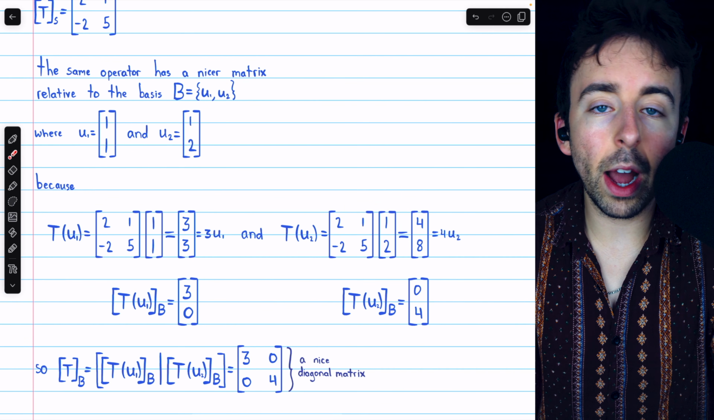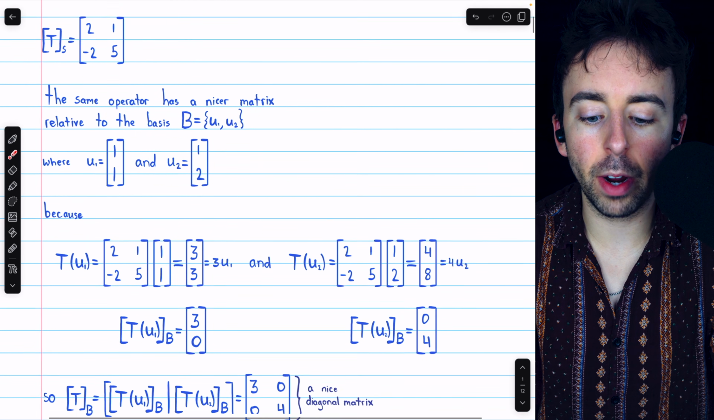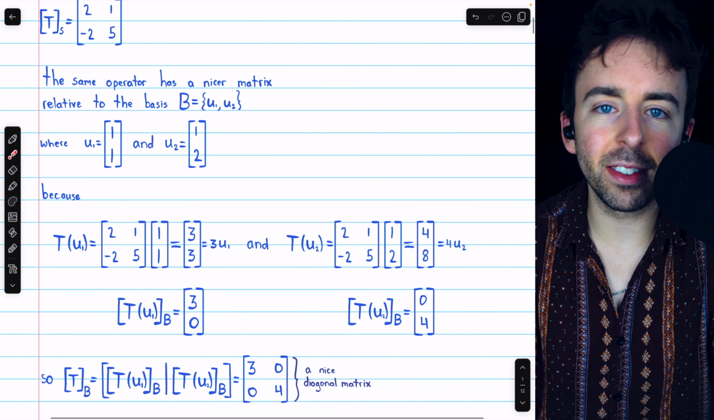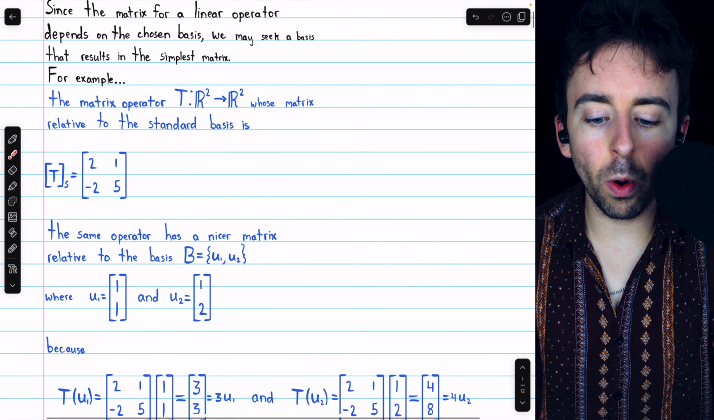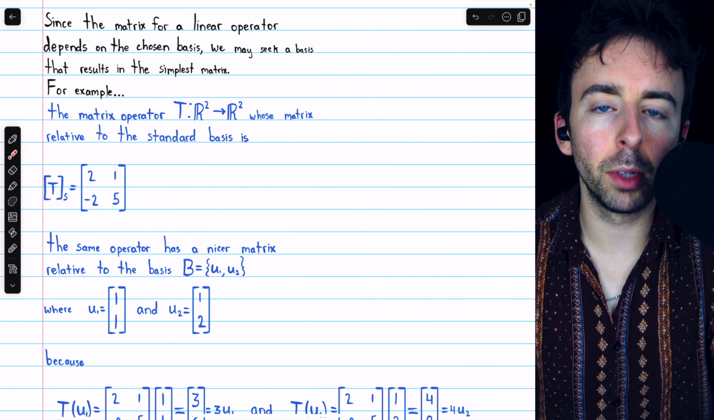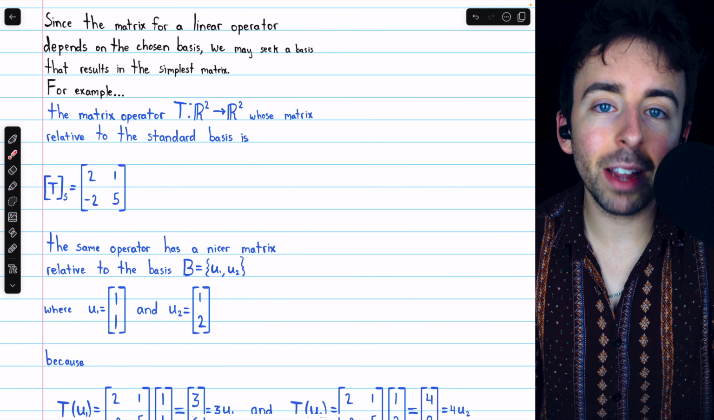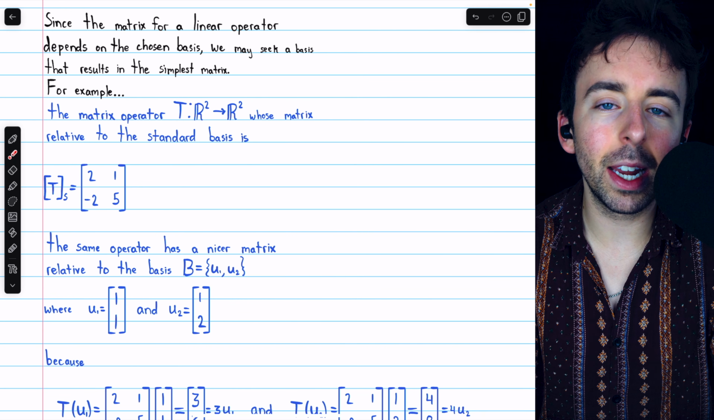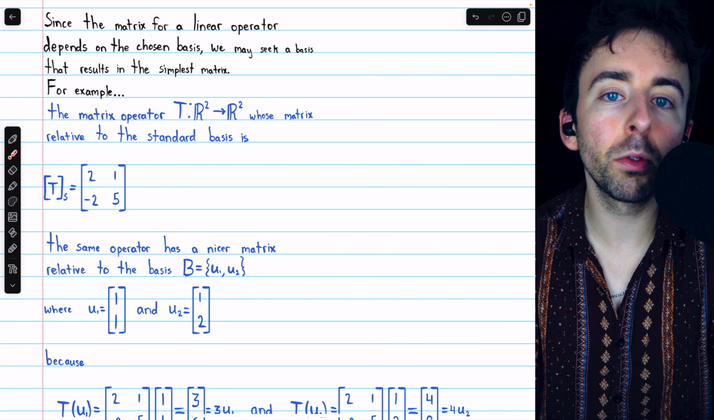So you can see why we may at times want to consider the transformation matrix for a linear operator with respect to one basis over another. It may yield a simpler matrix. In this course, we will not be able to study this problem of finding the simplest transformation matrix in any depth, but in the rest of this video, we will see a deep connection between the transformation matrices for a linear operator with respect to different bases.